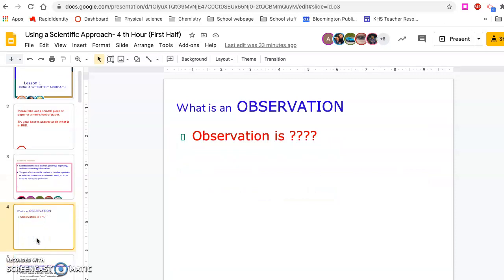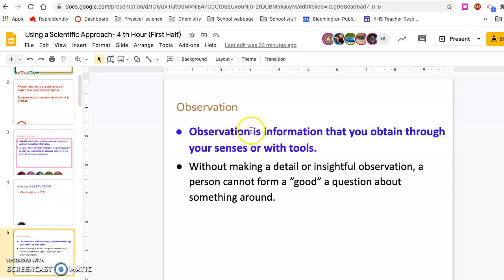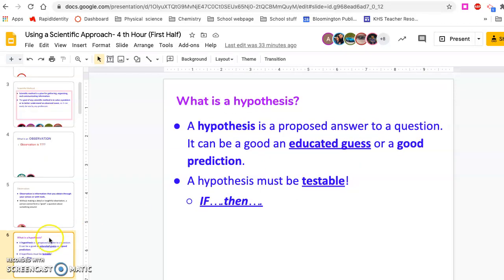What is an observation? Honestly, observation is just being aware. It's a way of collecting information using your senses or tools. You want to see how tall someone is, that's an observation using a tool. You want to see how fast a banana can ripen if it's in a plastic bag versus if it's just being exposed to air. Those are observations. So anything that you are noticing with your senses, or with your senses using a tool like a ruler or a microscope, that's what an observation is. Okay? So just being aware.